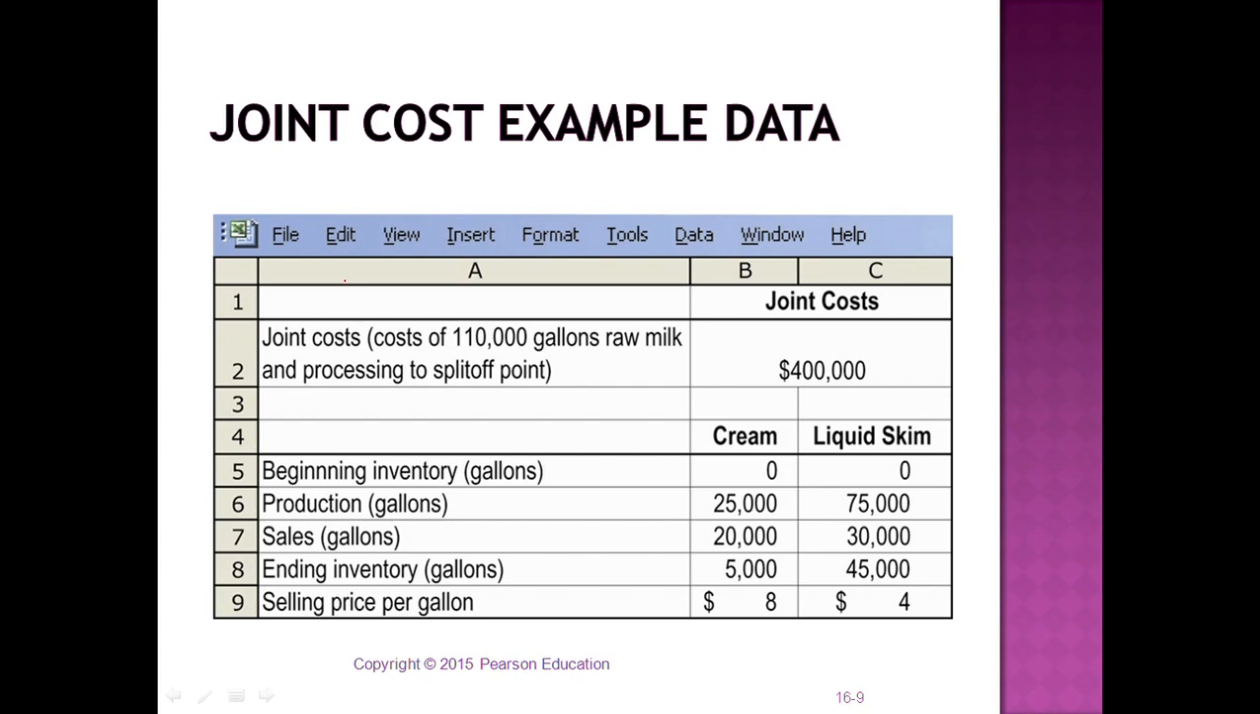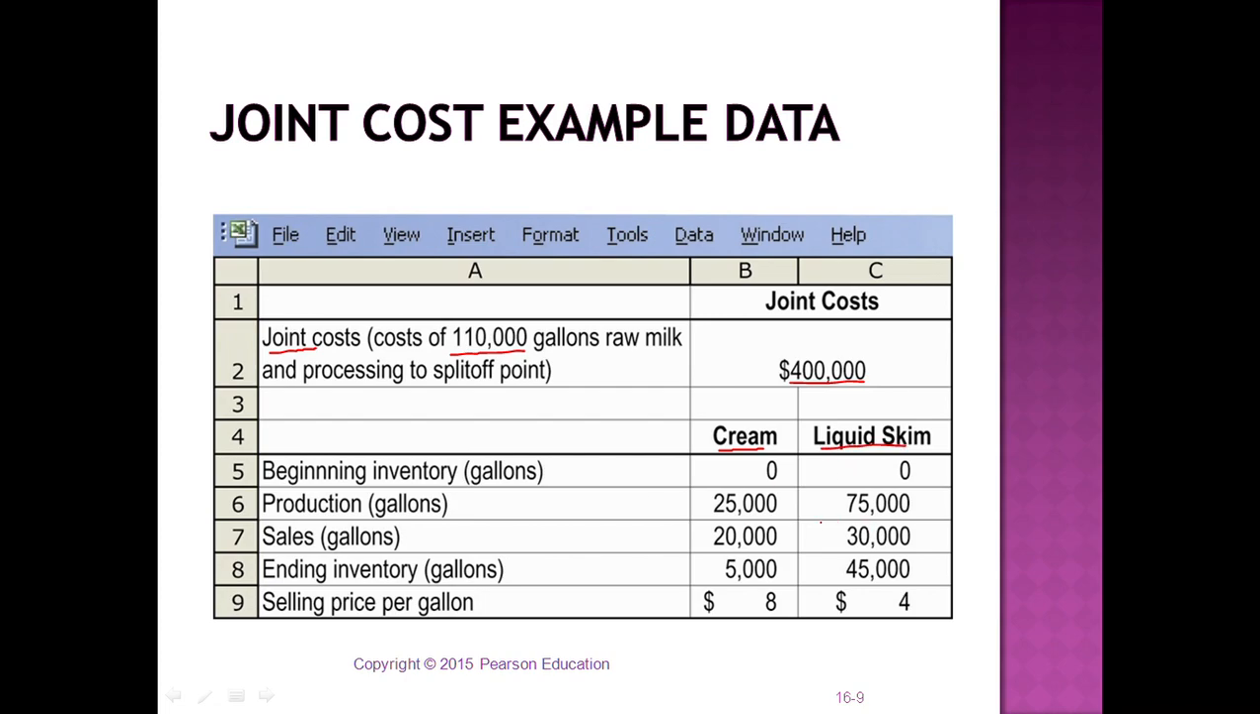Let's say here is a milk producing company which has a joint cost of $400,000. You understand what is joint cost? Cost that was spent before the split off point. And then they used 110 gallons of raw milk. They started with 110 gallons of raw milk and processed this till the split off point, and the total cost was $400,000, right? So at the end what you receive is two joint products, cream and liquid skim.